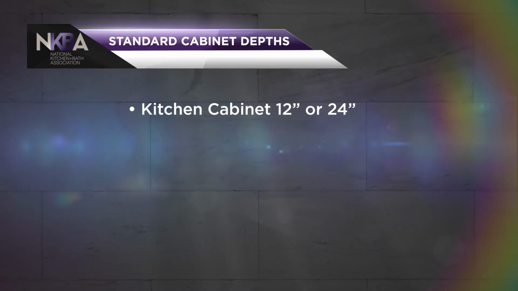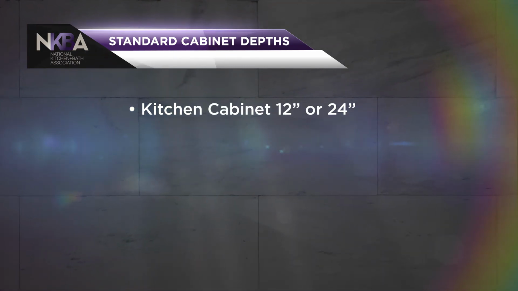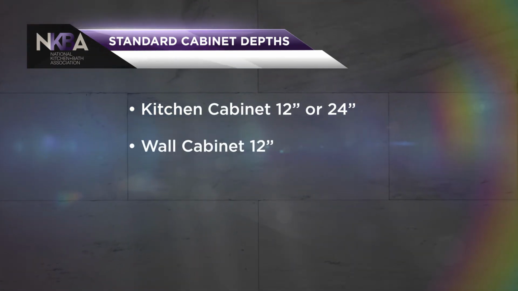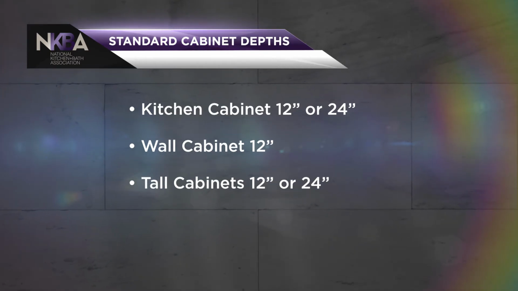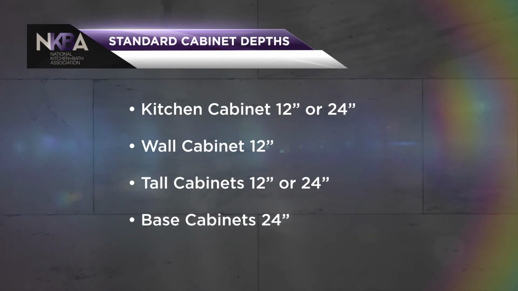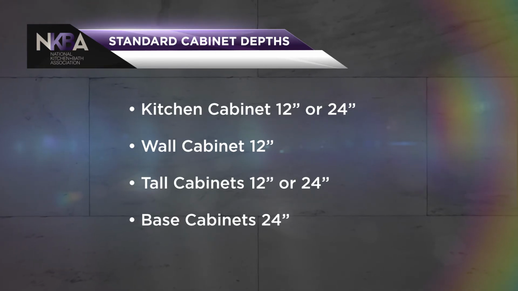The standard depth for kitchen cabinets is either 12 inches or 24 inches deep. Wall cabinets are 12 inches. Tall cabinets are typically either 12 inches or 24 inches deep. Base cabinets are 24 inches deep.